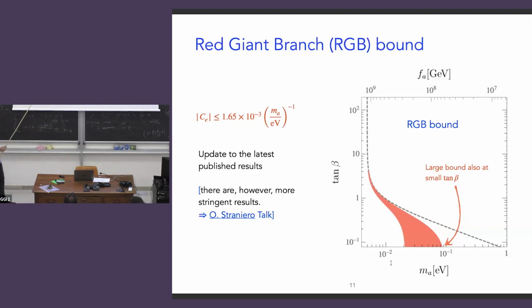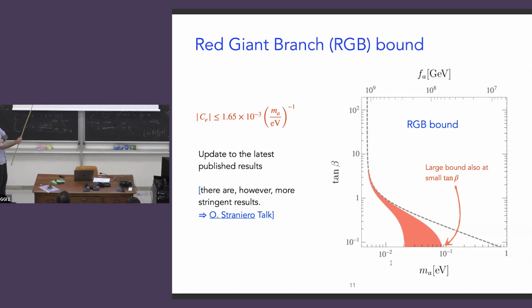Oscar presented this RGB bound. RGB are stars, and if you look at the most luminous stars in this branch, which is an evolutionary stage, this luminosity depends on new physics, so you can use that to set a bound on new physics. And this is a very strong bound, by the way. It's the strongest on the coupling to electrons.